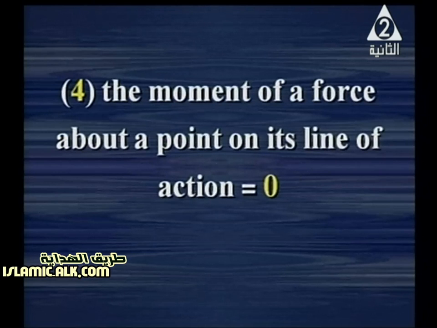Number 4: the moment of the force about a point on its line of action equals what? 0. Remember, the moment of the force about a point on its line of action must equal 0. Why? Because there is no distance, there is no position vector. In this case, R equals 0. R cross F, or R times F sine theta, in this case equals 0.